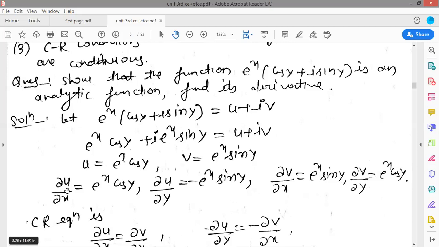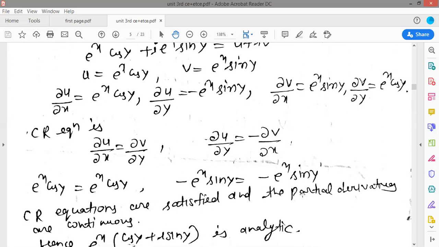So ∂u/∂x, that means u is differentiated partially with respect to x. The other variable is y here, and in partial differentiation the other variable is always treated like a constant. That means cos y will be a constant, and differentiating e^x with respect to x gives the same as it is. Now ∂u/∂y, that means e^x will be a constant, and the differentiation of cos y is -sin y. ∂v/∂x, that means the differentiation of e^x is the same as it is, and ∂v/∂y is equal to e^x cos y. So we have all four derivatives. Now check whether the CR equations are satisfied or not. We know that this one and this one are the CR equations.